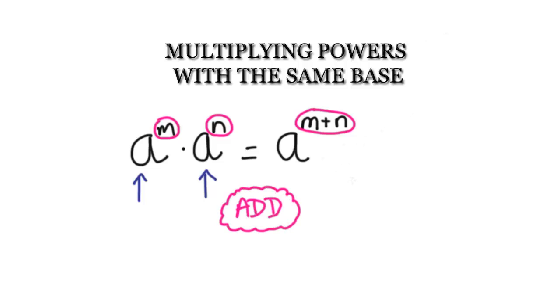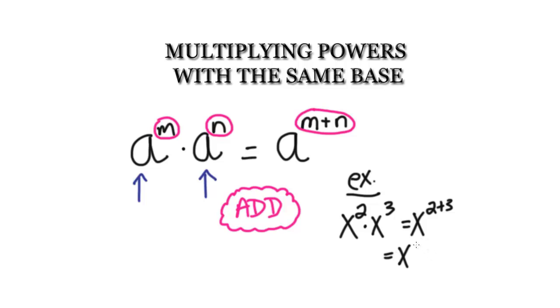So let's take a look at an example. If I have x to the second times x to the third, this is x to the 2 plus 3, which is x to the fifth. And we're done.